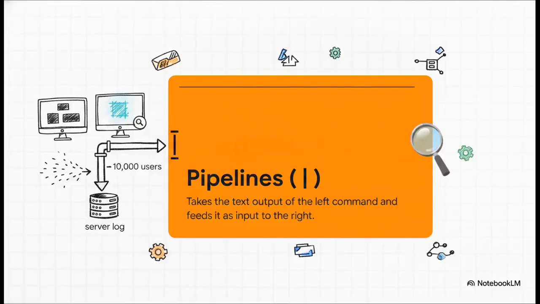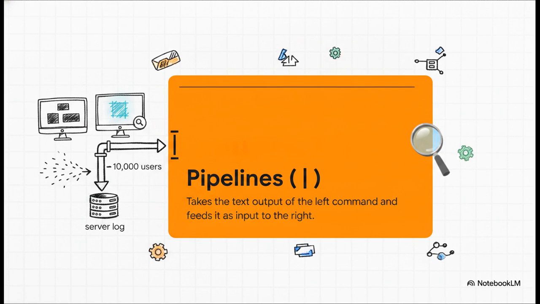And that leads us to, honestly, one of the most elegant concepts in all of computing, pipelines. Represented by the vertical bar or the pipe symbol. A pipeline takes the standard text output of the command on its left, and rather than just printing it out to your screen, it funnels it directly as the input for the command on its right. It acts like a conduit. This means you can combine 3 or 4 incredibly simple commands to perform vastly complex, instant operations. Imagine dumping a server log of, say, 10,000 users and just piping it straight into a search command to instantly find one specific IP address.